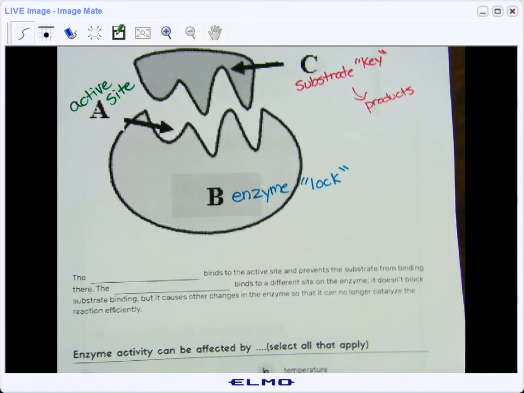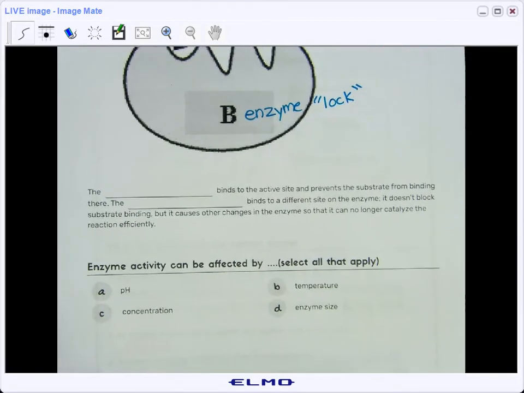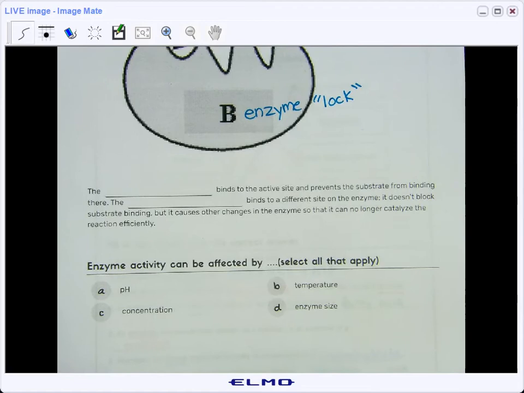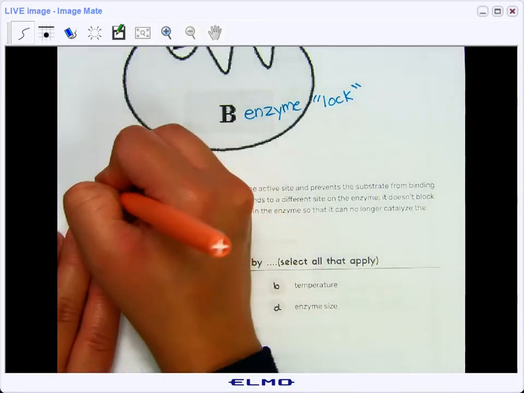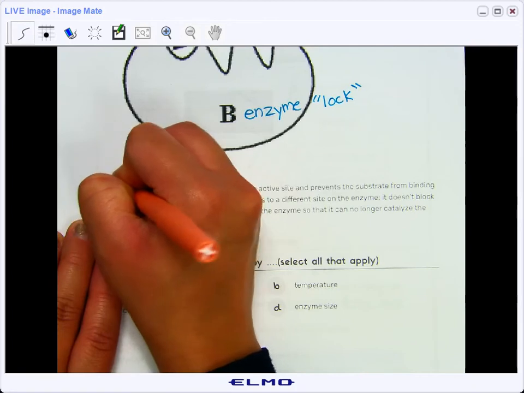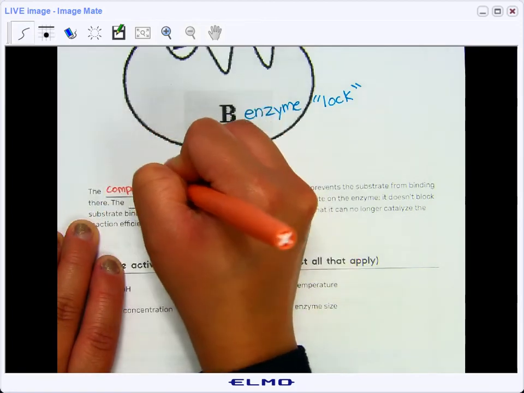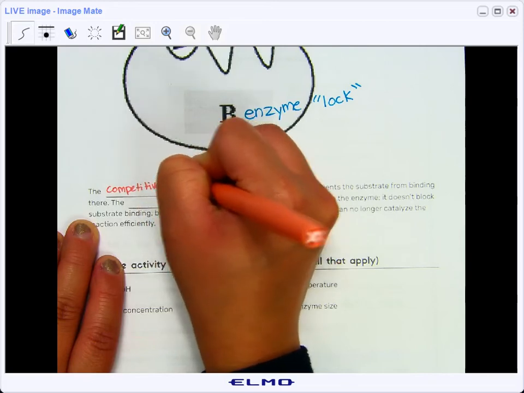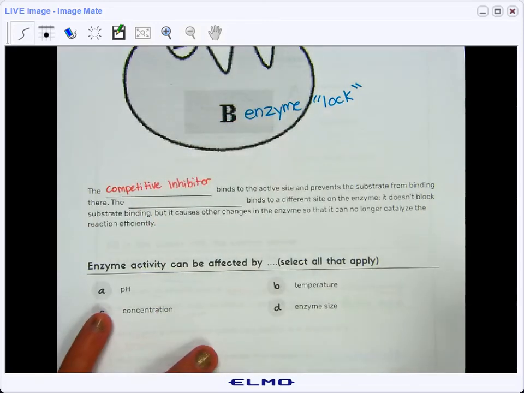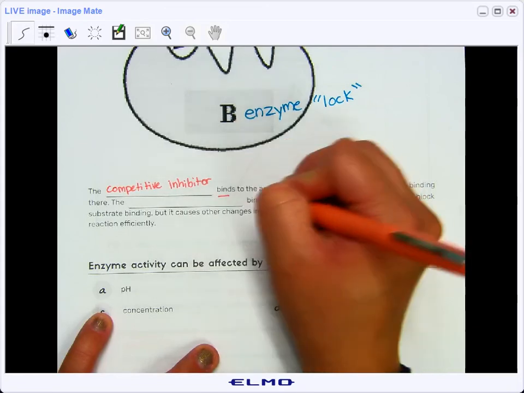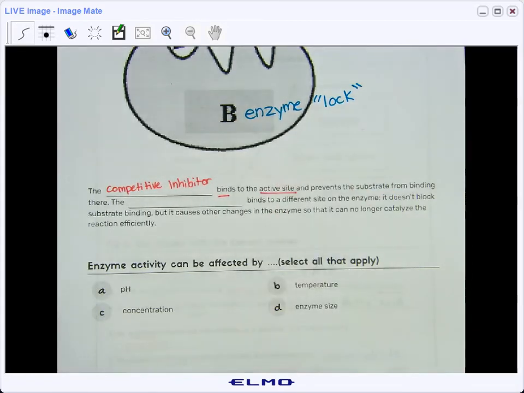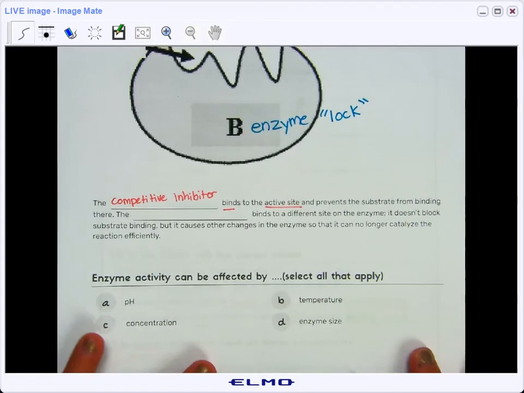So we've talked about inhibitors that block enzymes. Now we're just going to have specific names for them. The first one is a competitive inhibitor. And this binds to the active site, so it blocks the active site. It doesn't let anything else come into the active site.